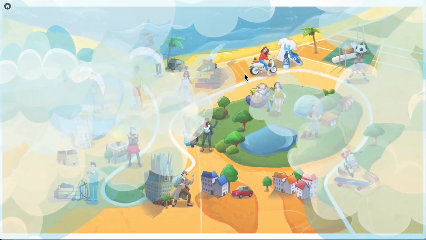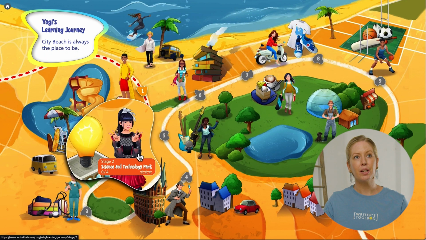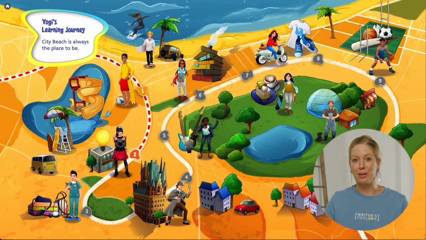So I have sent out that module to my class. If I jump back over to my student account, just to remind you that stage 1 and 2 are unlocked, but stage 3 and all subsequent stages are currently locked for this student.